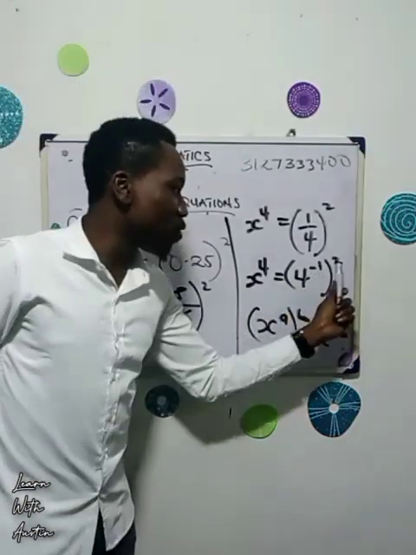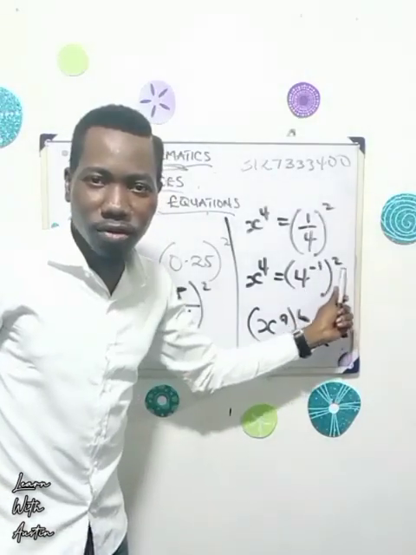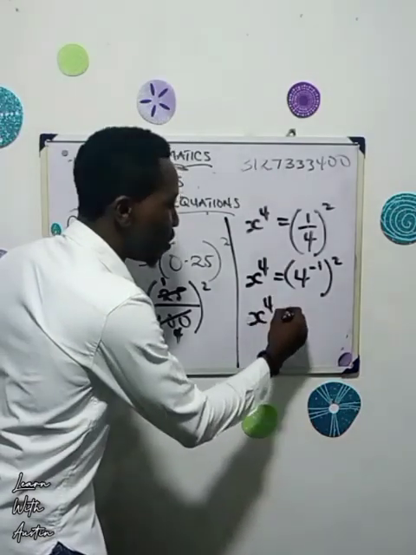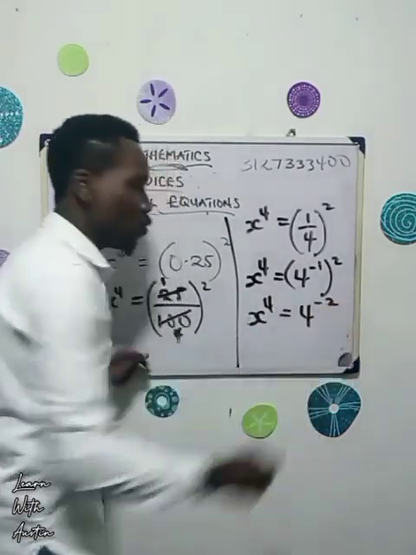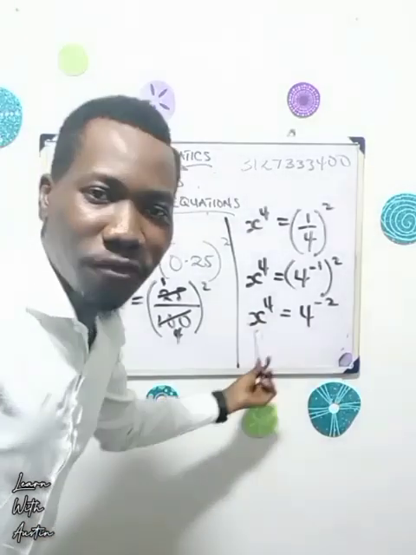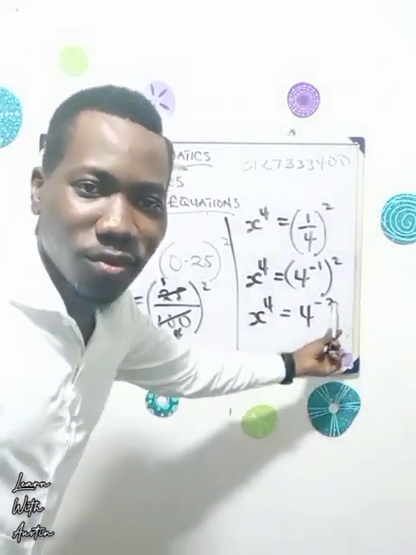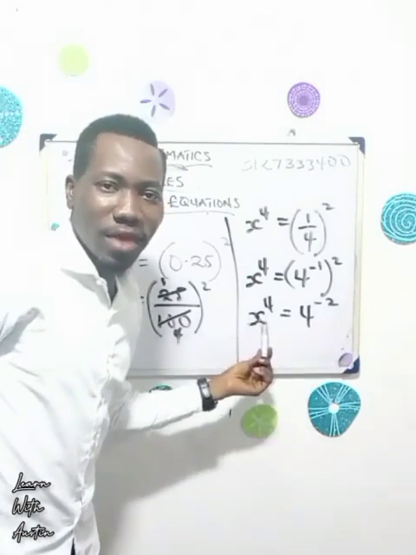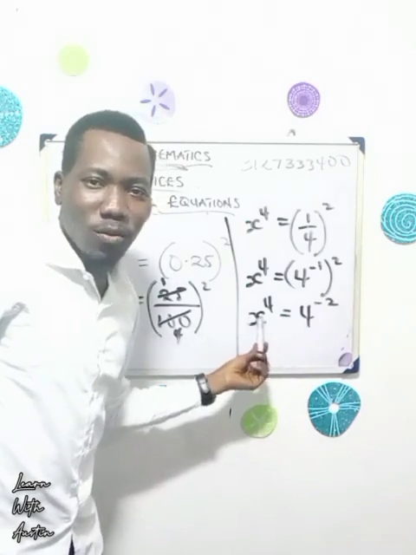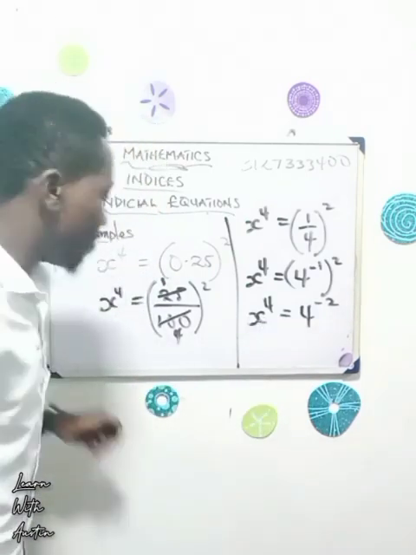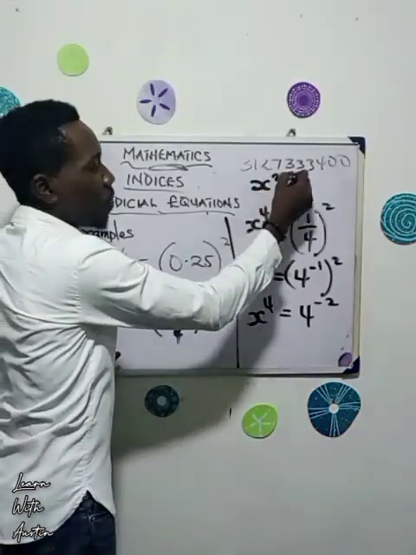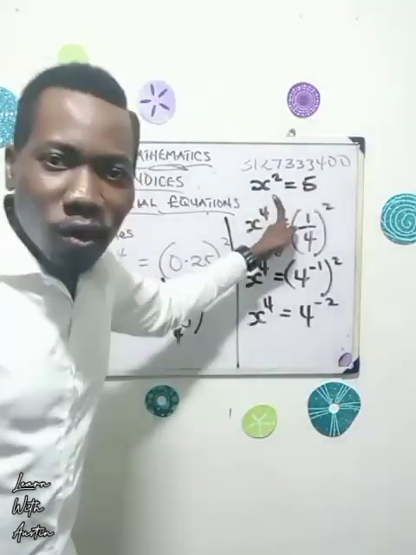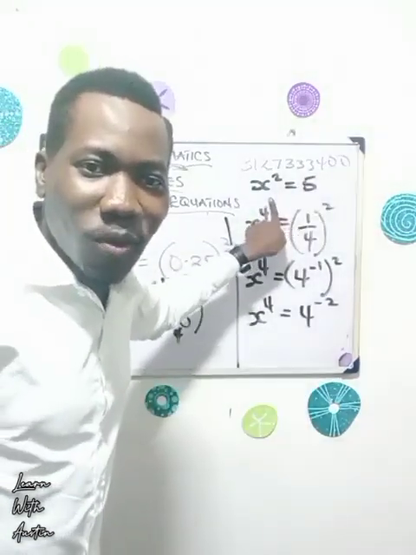So now minus 1 is going to multiply 2, and then you're going to have minus 2. So we have x raised to the power of 4 equals 4 raised to the power of minus 2. Exactly, thank you. So what are we going to do here? Since we need the value of x, what can we do? Remember this, that for x raised to the power of 2 equals, say, 5, what are you going to do to get the value of x?